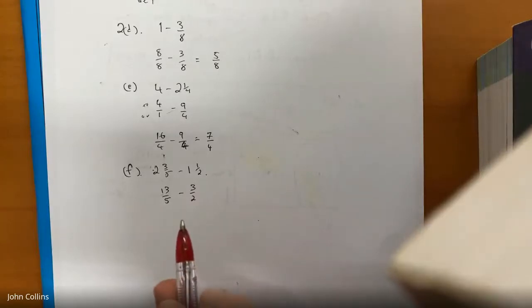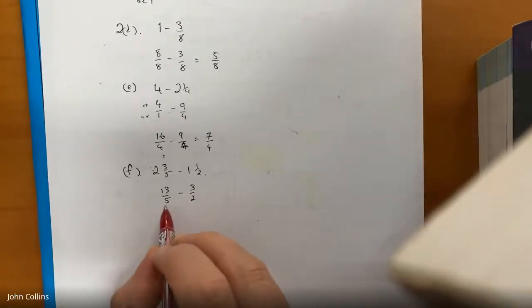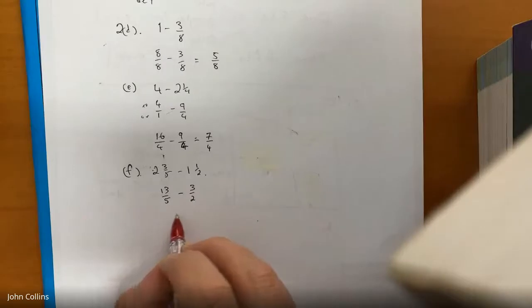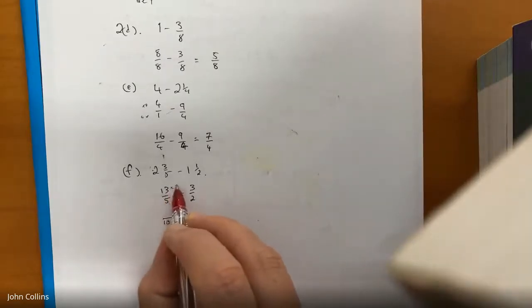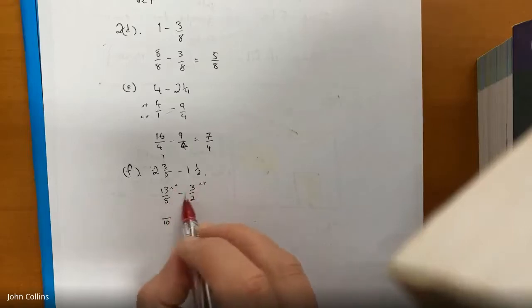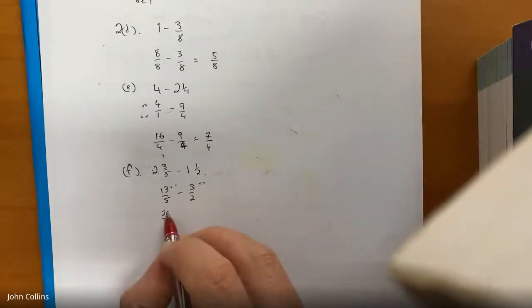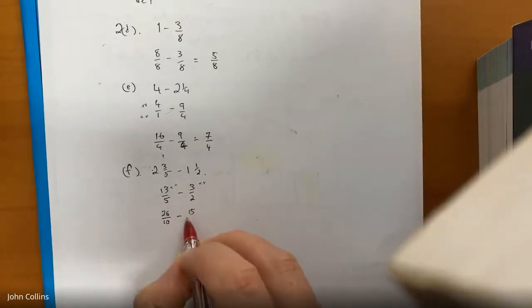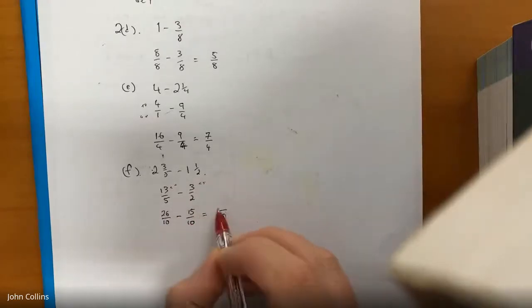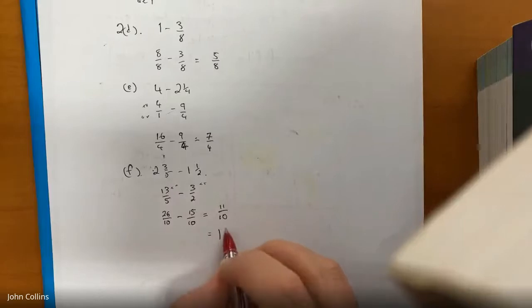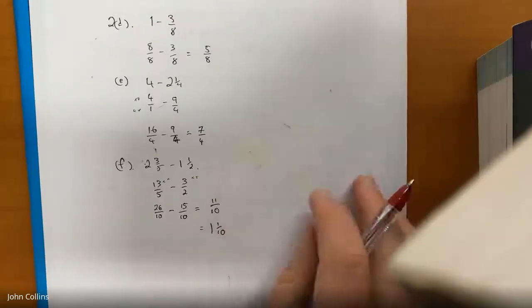Alberto, question 3F. Common denominator is going to be 10. 5 times 2. So this one's going to be times by 2, and this one's going to be times by 5. If you're doing the cross multiplication method, that's 26 take away 15, both over 10. That'll give an answer of 11 over 10, and as Jazz rightly said, that's 1 1/10. That's correct, Jazz.